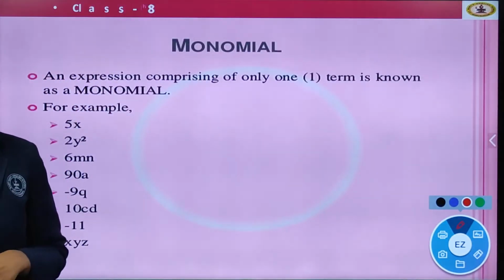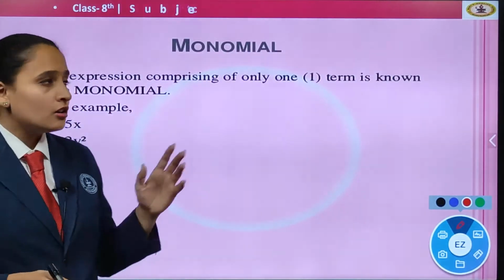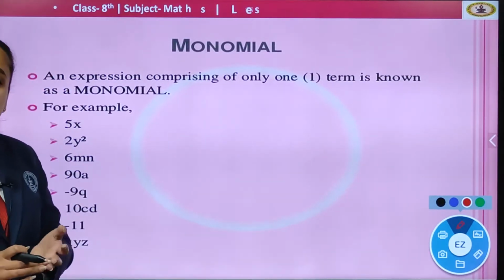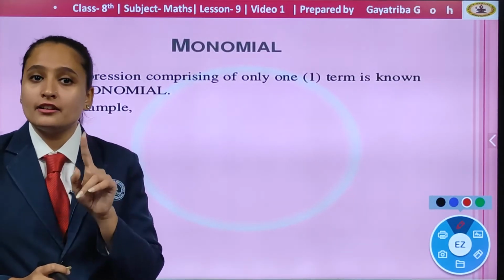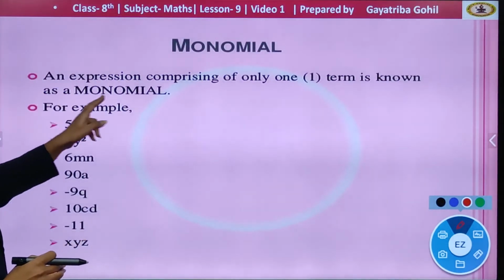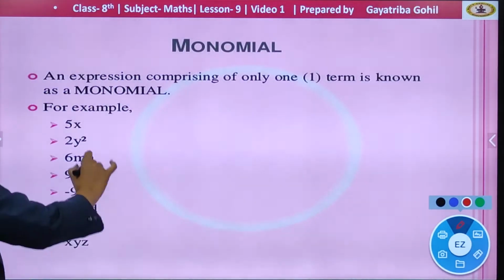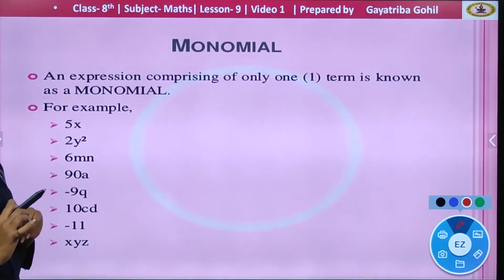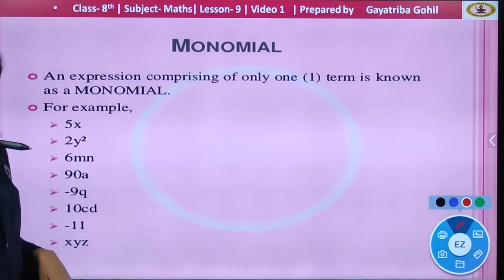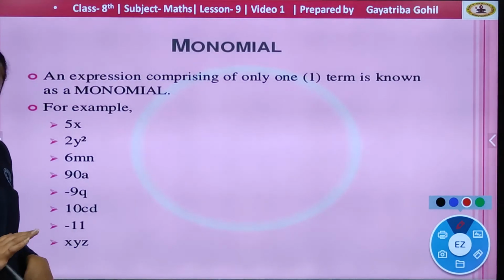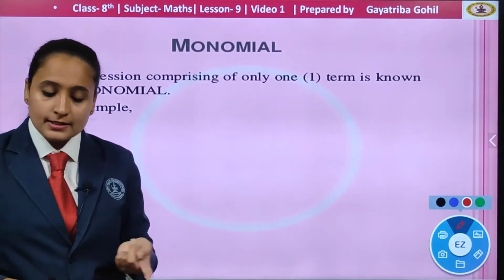Now monomial. These are types of expressions. What is a monomial? A monomial is an expression which has only one term. See, an expression comprising only one term is known as a monomial. See, 5x, 2y square, 6mn, all of these have only one term in them, right? So they are called monomials.